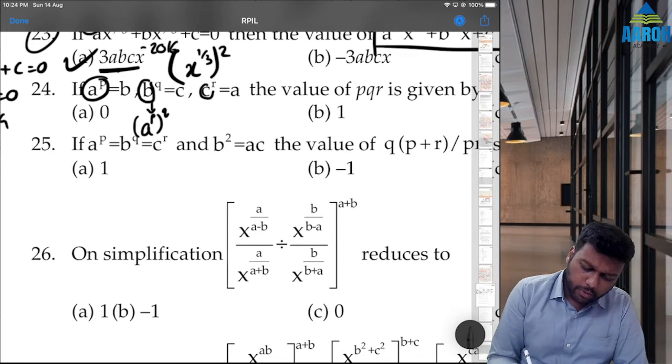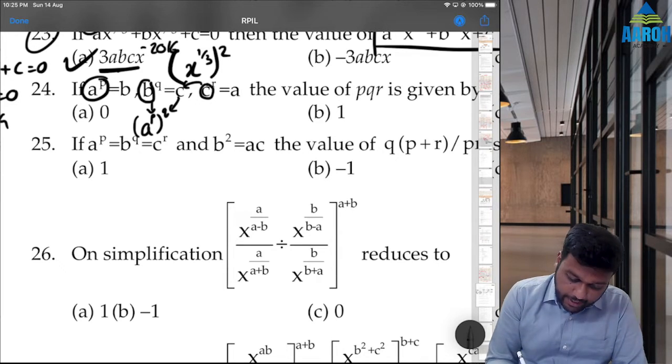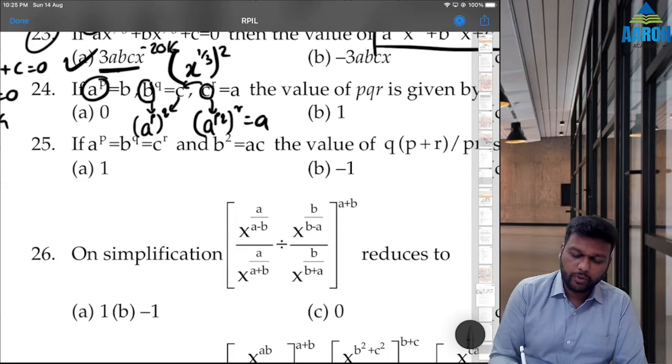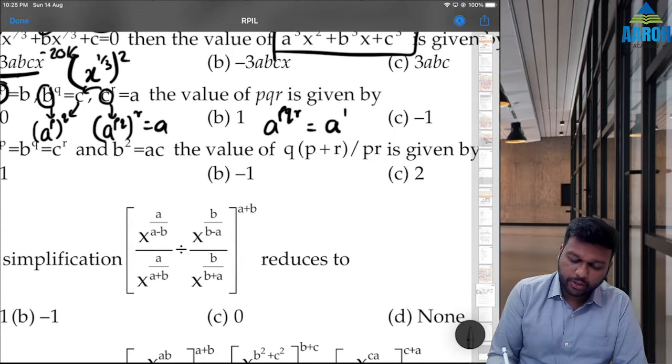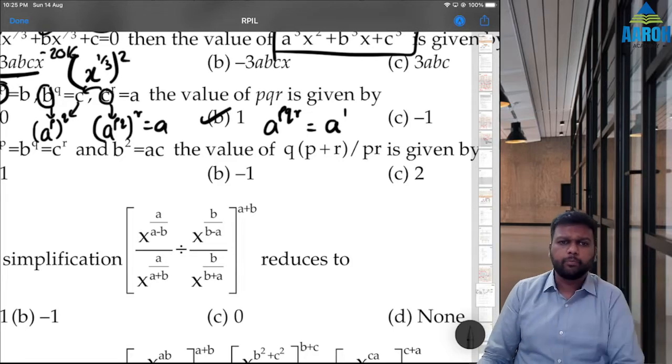Again c raised to r is a, but c is what? C is this. So instead of c, can I just write a raised to pq, bracket raised to r, is equal to a, right? So that means nothing but a raised to pqr is equal to a, which means a raised to 1. So pqr is equal to 1. Option B, base is same, power is also same.